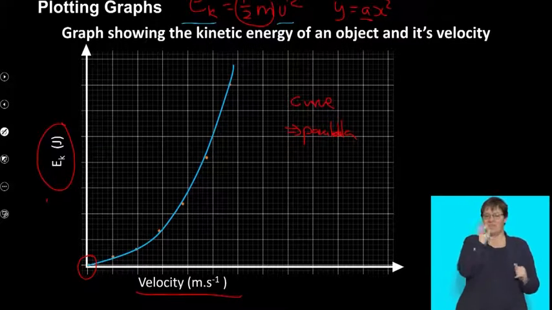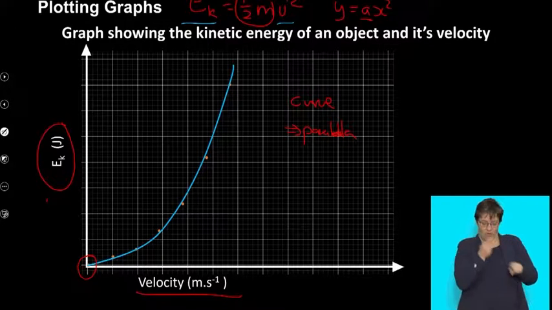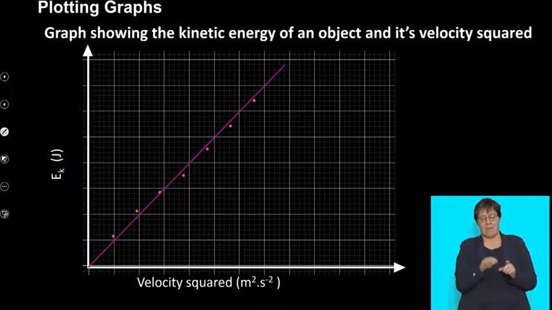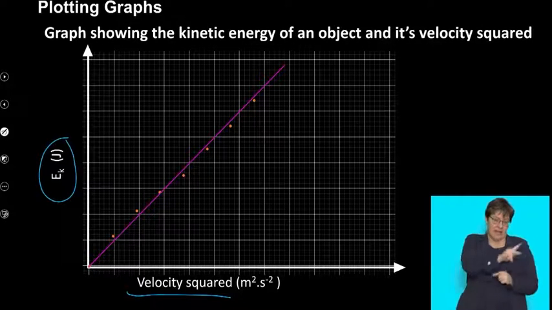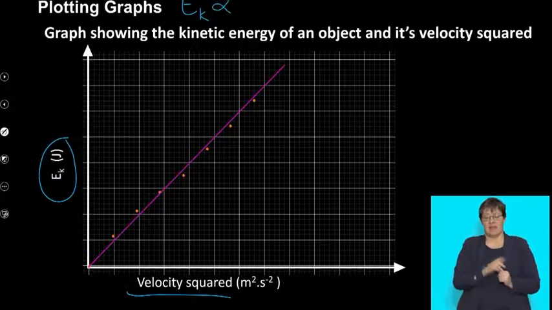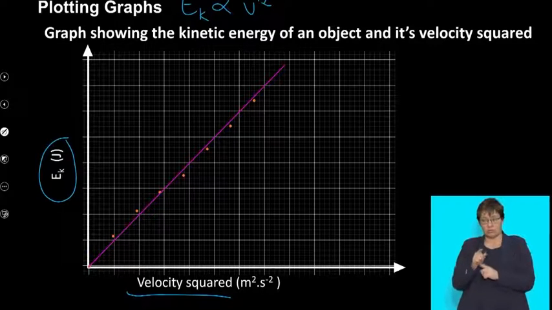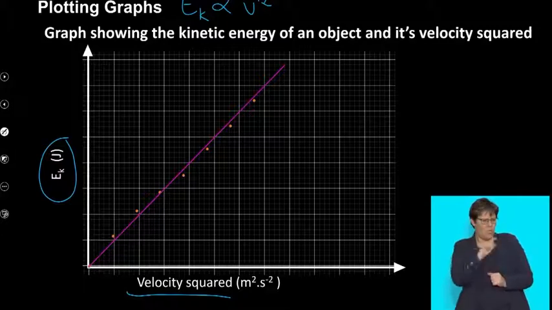And so we can see the relationship from the shape and from the axis. So looking at the axis, you'll see this is velocity squared, and this is EK. So we've got EK is directly proportional to velocity squared. Why would I say directly proportional?